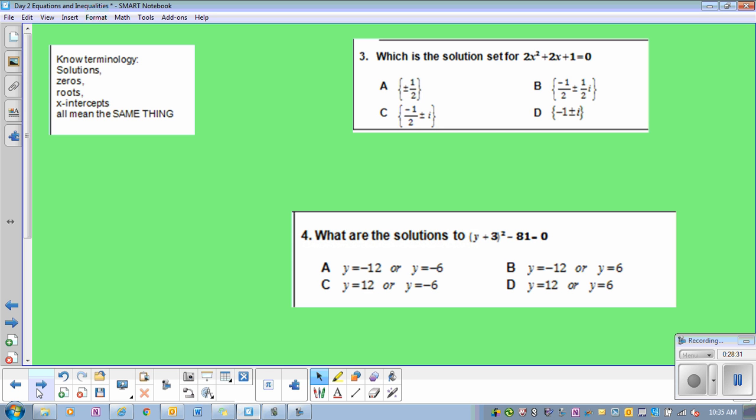All right. Number 3, which is a solution set for that one? Guys, we can store for this one too. You know how you have i's here? You have 3 answer choices with i's. There's a good chance that your answer has i, right? So let's try to plug in one of them. Let's guess, and we'll store it.